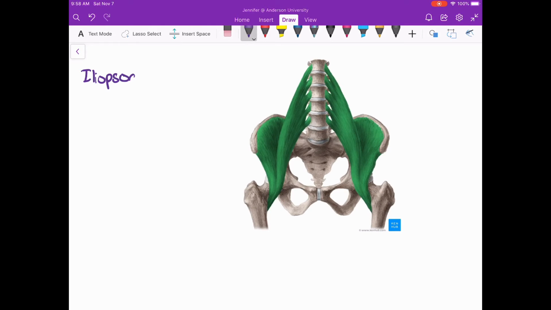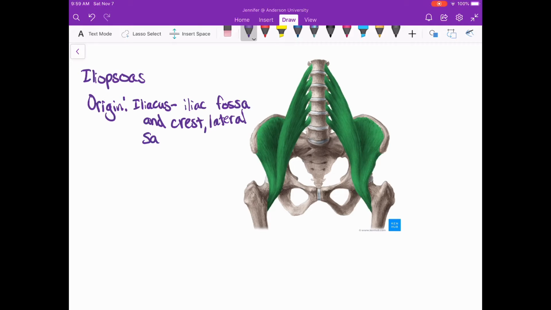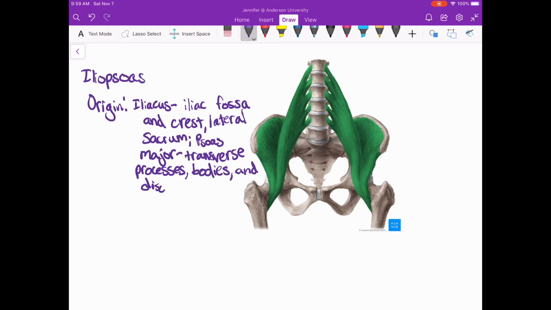So first we have the iliopsoas, which consists of the iliacus and the psoas major. Two closely related muscles, fibers pass under the inguinal ligament to insert into the femur via a common tendon. Iliacus is more lateral. The origin for the iliacus is the iliac fossa and crest and the lateral sacrum. For the psoas major, it is the transverse processes, bodies, and discs of T12 and lumbar vertebrae. The insertion is on and just below the lesser trochanter of the femur for both muscles.